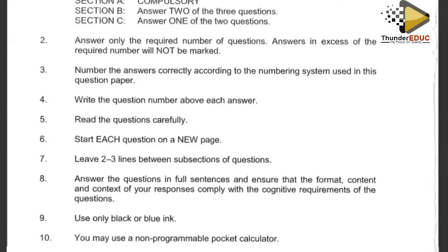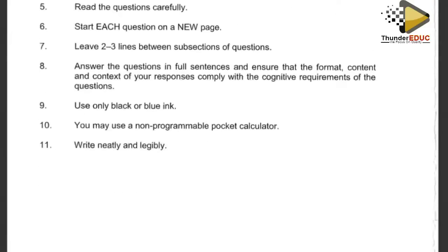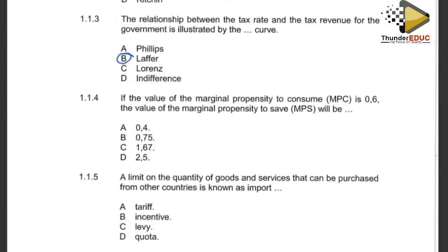Also for number 8: answer the questions in full sentences and ensure that you follow the format, content, and context. Question 1.1.4 reads as follows: if the value of the marginal propensity to consume is 0.6, then the value of the marginal propensity to save will be dash. Okay, right.